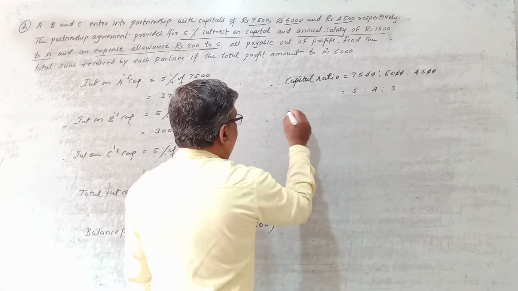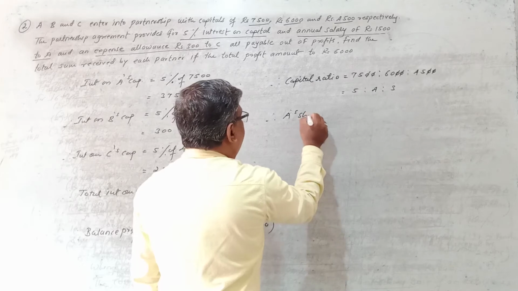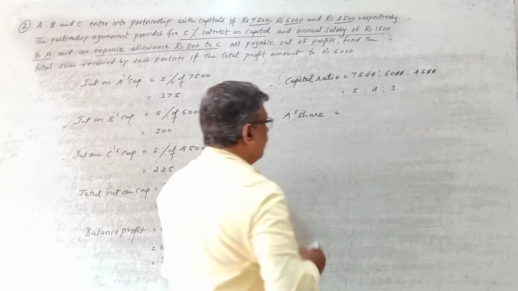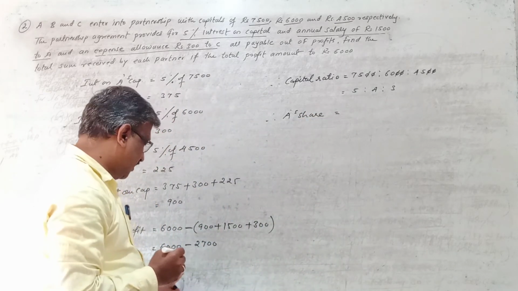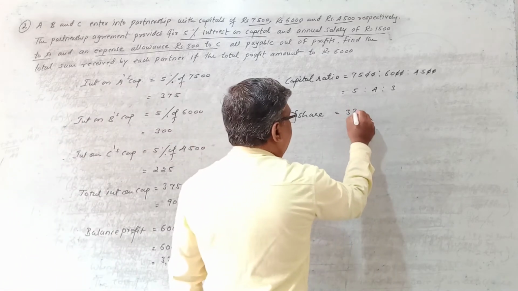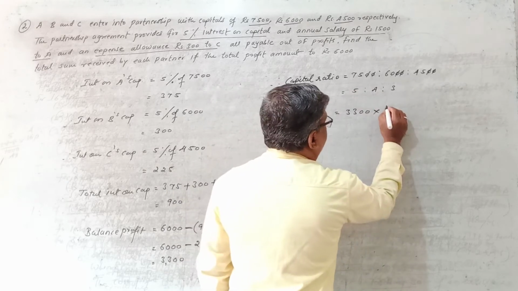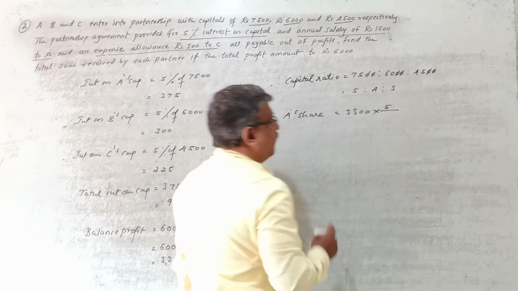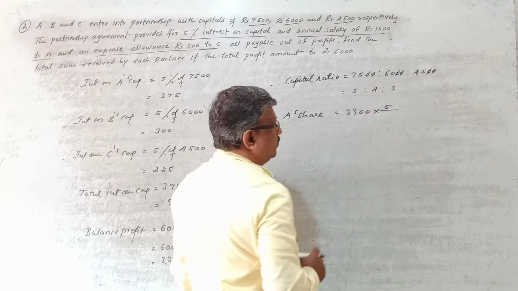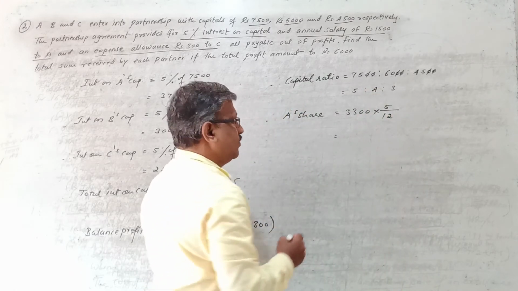Now let's distribute. So first you distribute to A. So you calculate A's share in the balance profit. So A's share in the balance profit is equal to, take this balance profit of rupees 3,300. This is multiplied by A's share. What is A's share here? It is 5. 5 divided by the total of these 3, right? So it comes to how much? It is 12. So divide this.